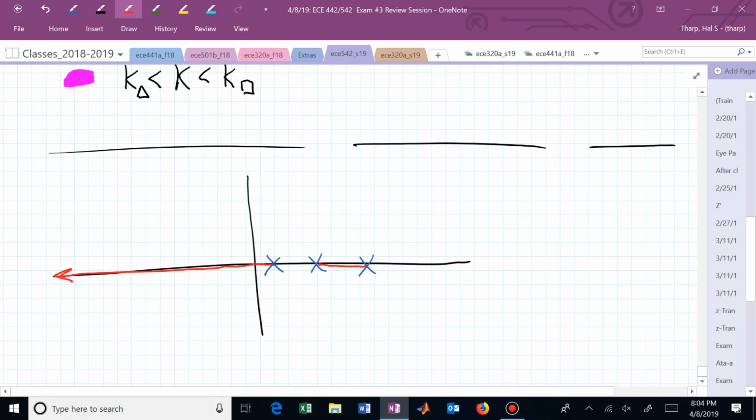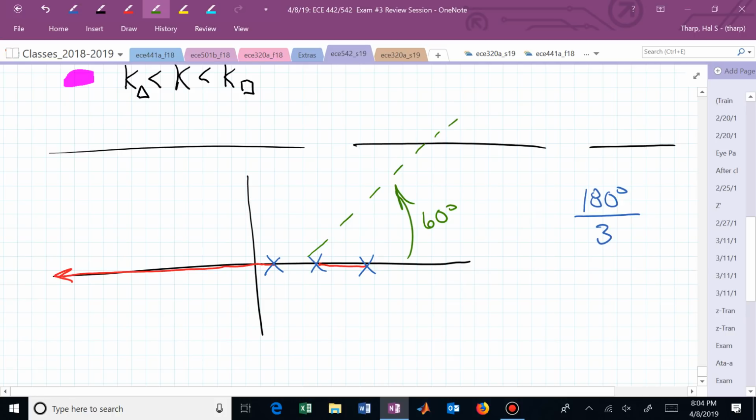What's my pole 0 excess? 3. So how many branches are going off to infinity? 3. In fact, what we will learn is that one of the 3 goes off to minus infinity on the real line. The others will show that we look at the fundamental angle of our asymptotes will be 180 degrees divided by the pole 0 excess.